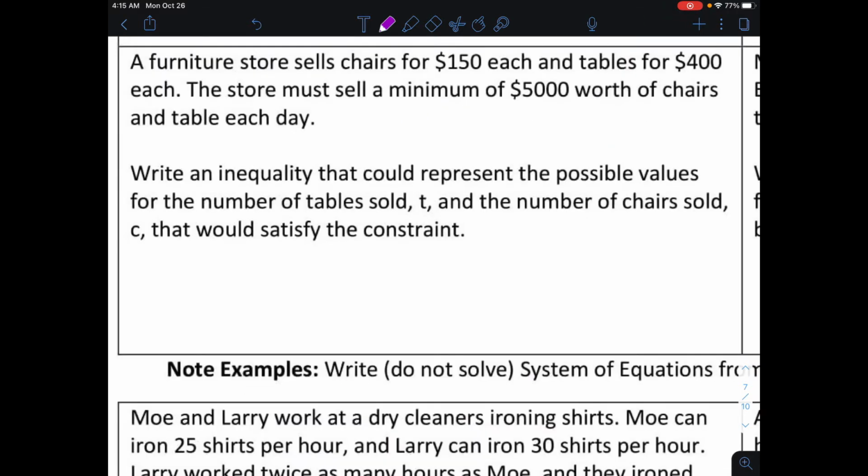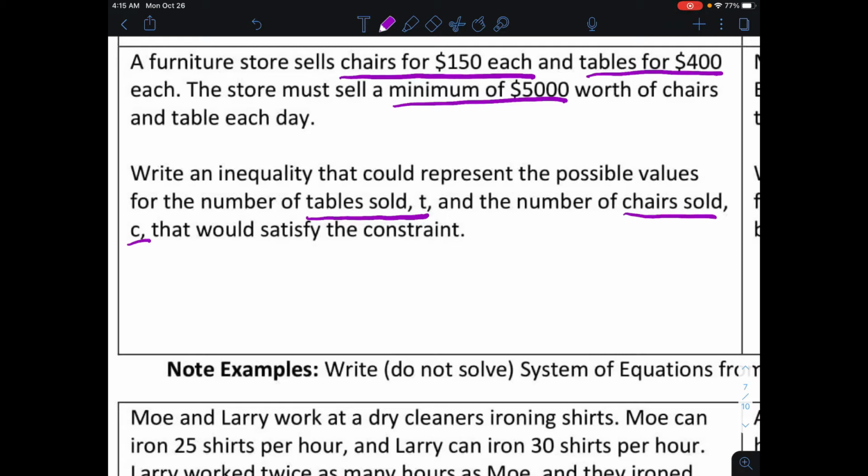Right here, a furniture store sells chairs for $150 each. All right, so each chair is $150, and tables for $400 each. The store must sell a minimum of $5,000 worth of tables and chairs each day. We want to write an inequality to represent the possible values for the number of tables sold, T, the number of chairs sold, C, that would satisfy the constraint.